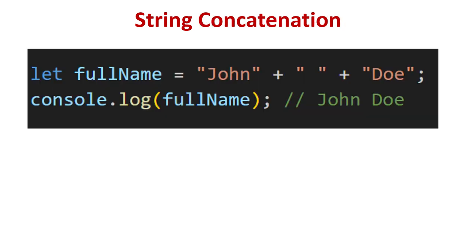In JavaScript, we use the plus sign to concatenate two or more strings together to form a new string. Like you can see in the example shown, we used the plus symbol and concatenated three strings, John, space and Doe, to form full name.